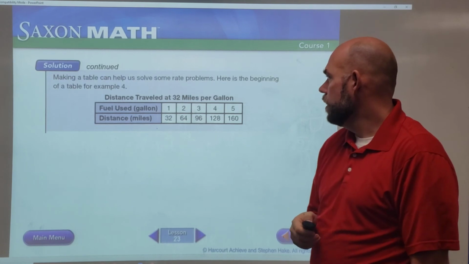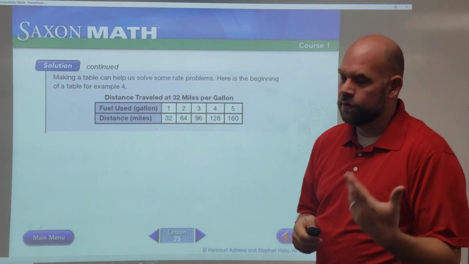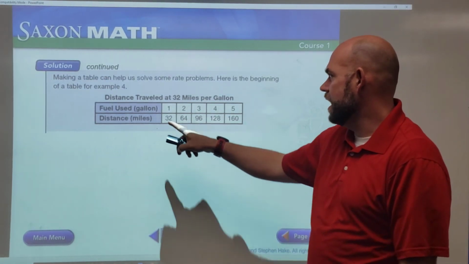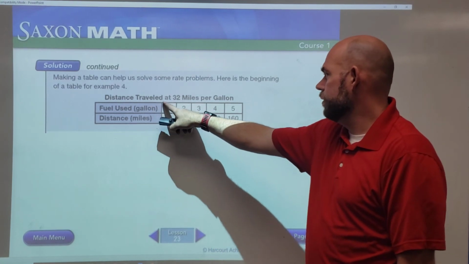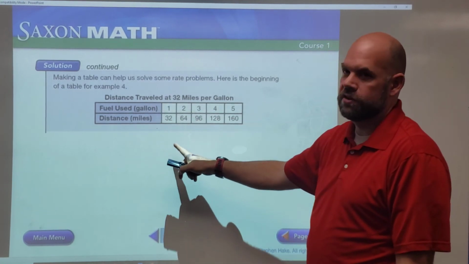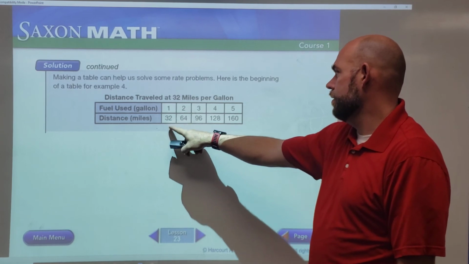Which is pretty good. All right, if this is confusing for you, you can make up a table. So put the fuel used, 1 gallon for 32. So you can just double that for 2, add another 32.